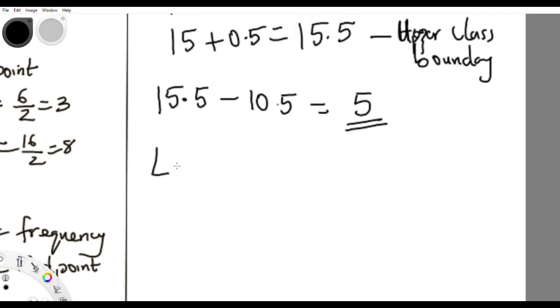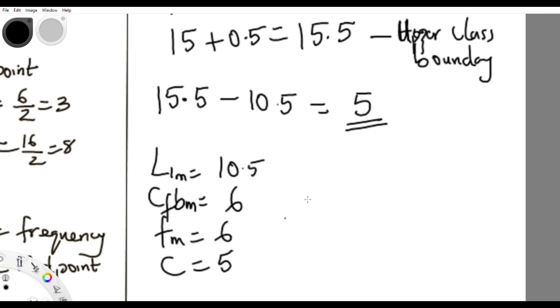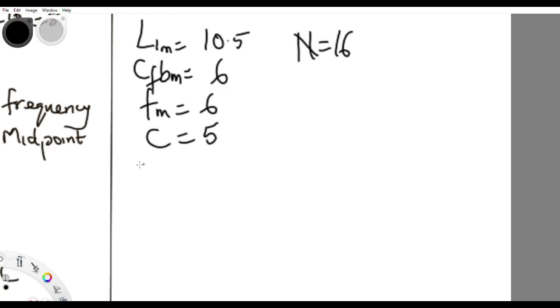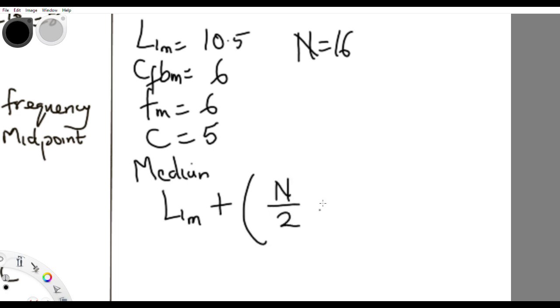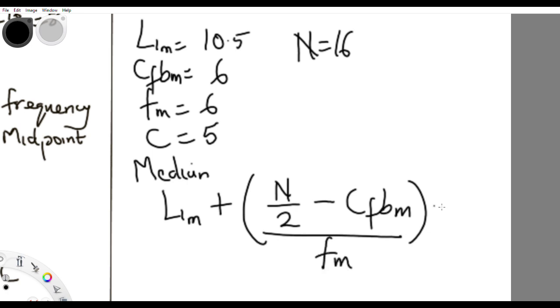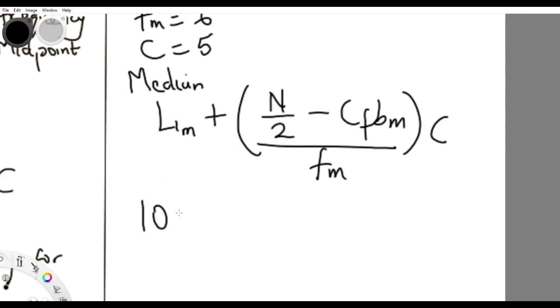We have the lower class boundary to be 10.5. We have the cumulative frequency before the median class to be 6. We have the frequency of the median class to be 6. We have the class size to be 5. And we already know that the n is 16. Okay, now let's calculate the median, which is again the lower class boundary of the median class plus n over 2 minus the cumulative frequency before the median class, all over the frequency of the median class, times the class size.